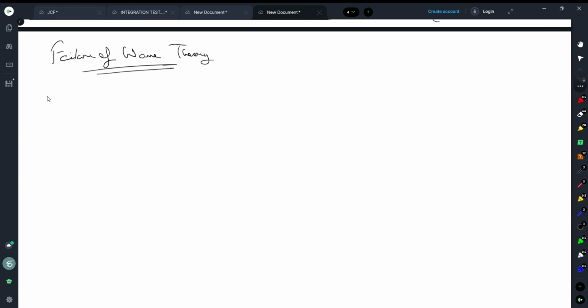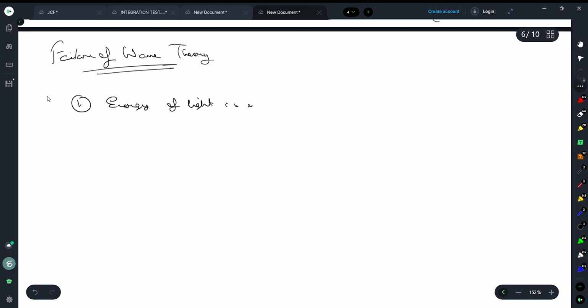Let's see. Now why wave theory failed? Point number one. Energy of light is not related to amplitude or intensity. Now let me first write down the points and then I will be explaining the concept as a whole.